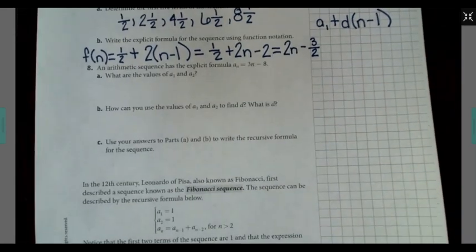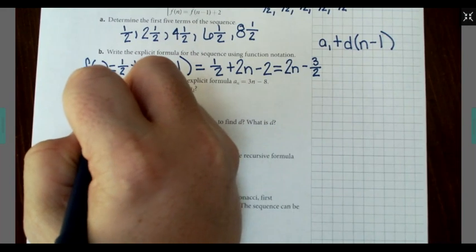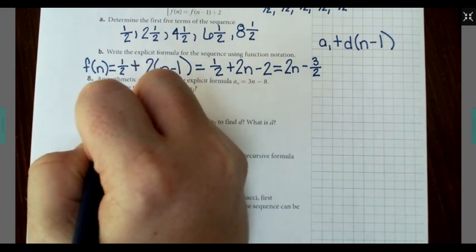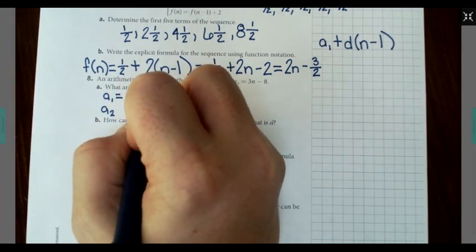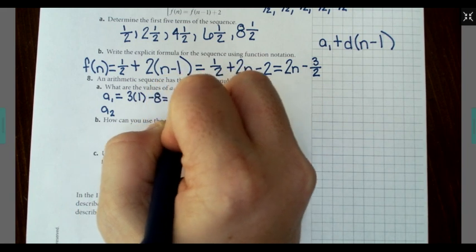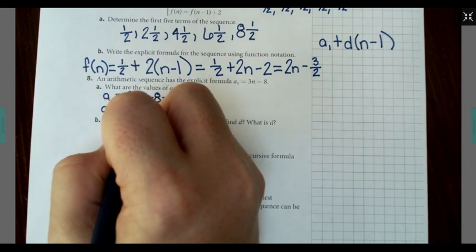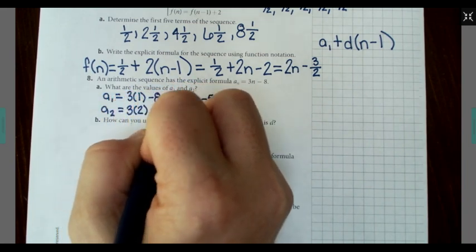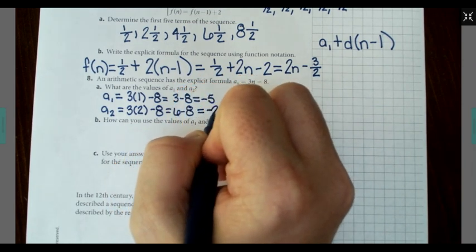Number 8. If an arithmetic sequence has an explicit formula of a sub n equals 3n minus 8, what are the values of a1 and a2? Well, a1 is where we're going to plug in 1, right? And a2 is where we're going to plug in 2. So we're going to say 3 times 1 minus 8. That's going to be 3 minus 8, which is negative 5. Here we've got 3 times 2 minus 8. So that is 6 minus 8, which is negative 2.